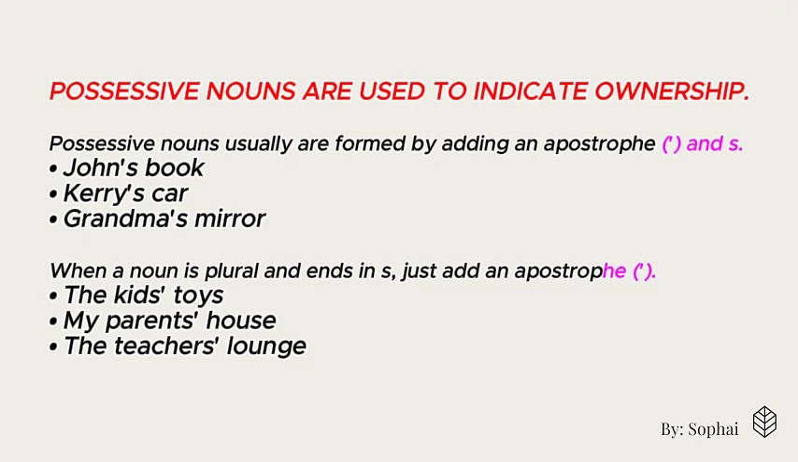Possessive nouns are used to indicate ownership. Possessive nouns usually are formed by adding an apostrophe and s. John's book, Carrie's car, Grandma's mirror. When a noun is plural and ends in s, just add an apostrophe. The kids' toys, my parents' house, the teacher's lounge.